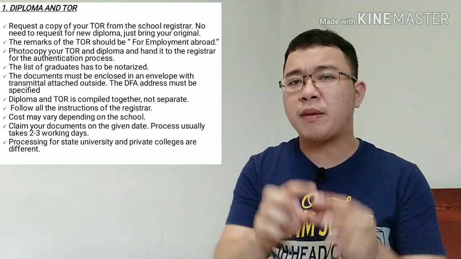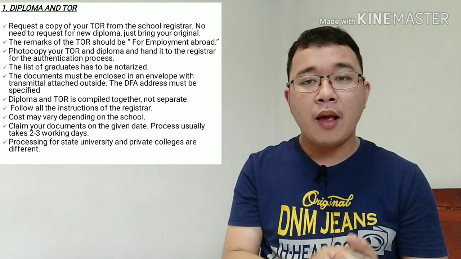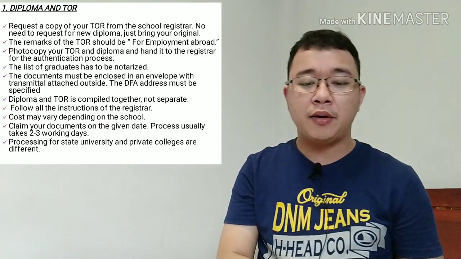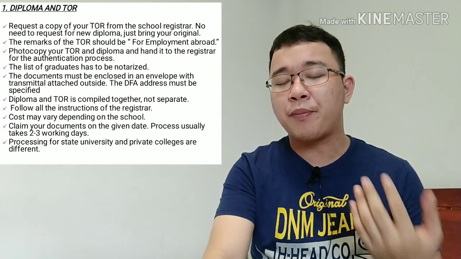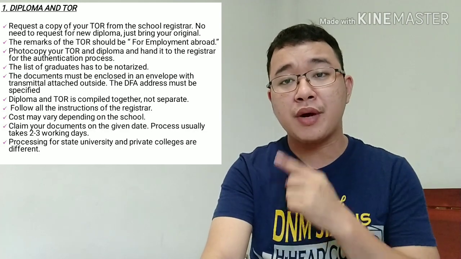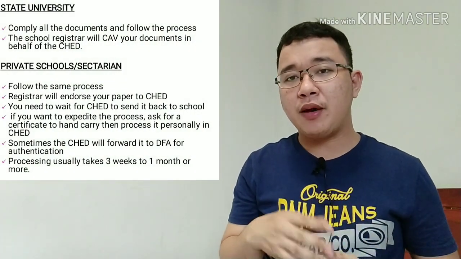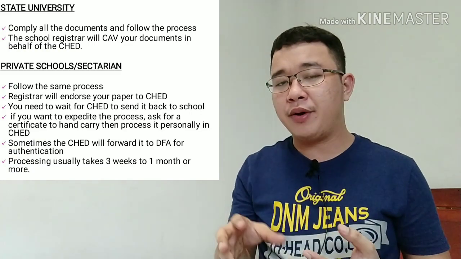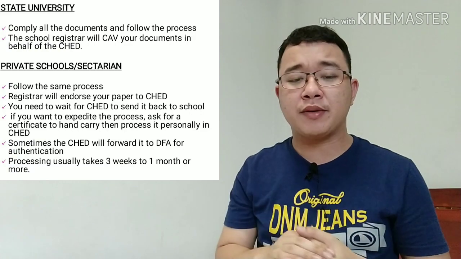So the registrar will give you a claim stub, and it is written there when you can come back for it. But take note also that the processing for state universities and private colleges are different. So this is the difference. If you graduated from a state university, all you need to do is to comply with all the documents and then follow the usual process, the process that we talked about earlier.